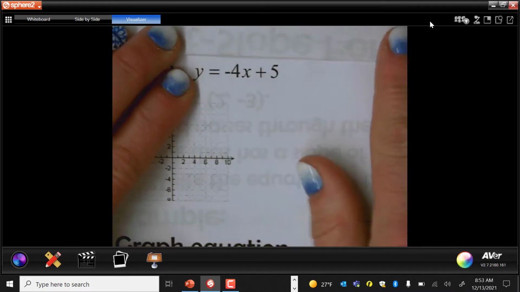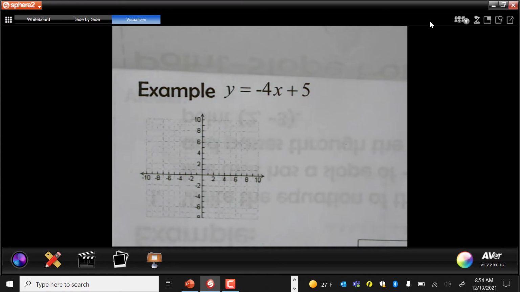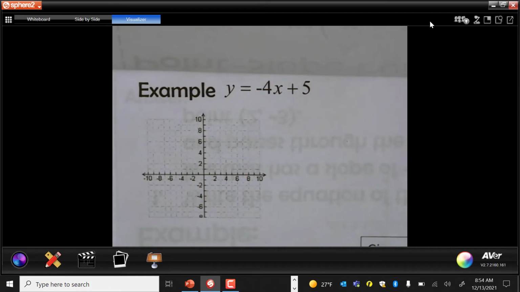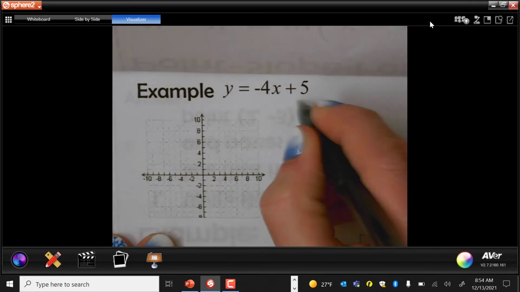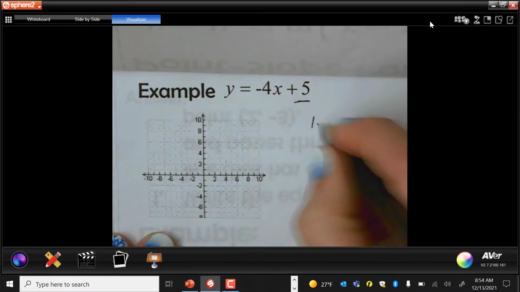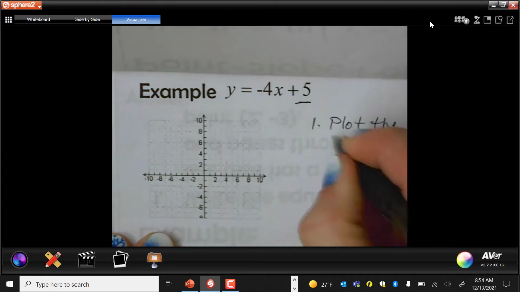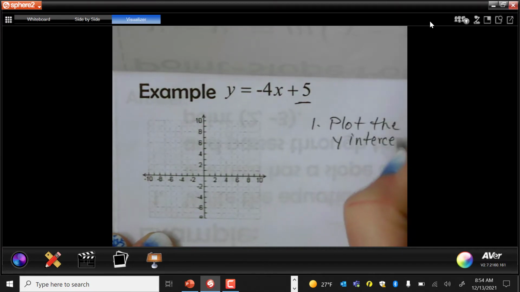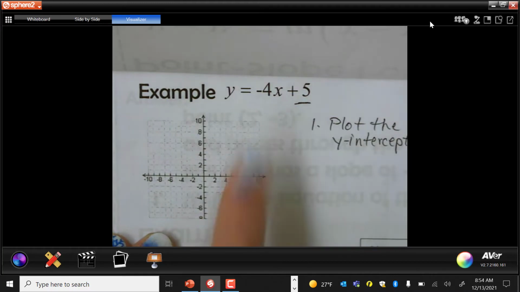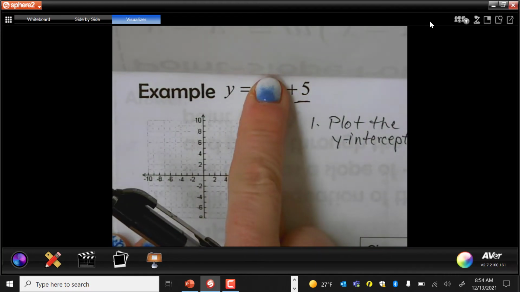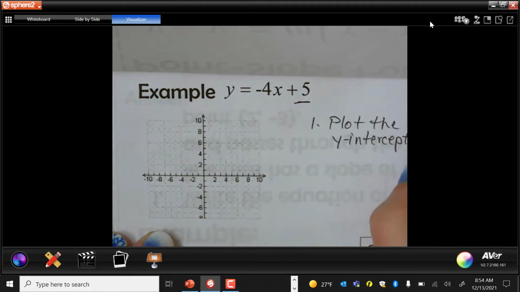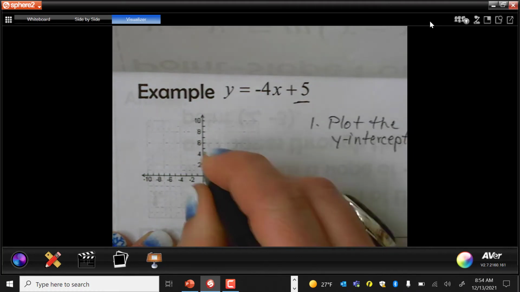To review, we're going to solve for y just like we did if an equation was in standard form. We solve for y to get it in slope-intercept form. But let's just review here. If it's in slope-intercept form, let's go ahead and graph it here. So remember, the first thing you do is plot the y-intercept, which we know if we would put 0 in for x, we have y equals 5. So we're going to plot 0, 5 first.